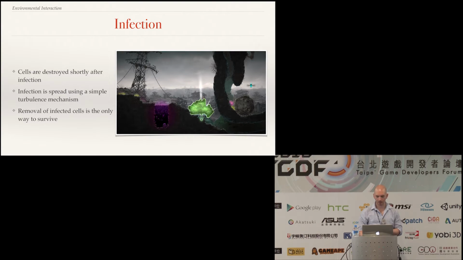Infection. We talked a little bit about how colors move inside the body. The infection is basically spread using a very simple turbulence system, much simpler than what we saw here even. And the only way you can remove those is by completely removing the infected area.